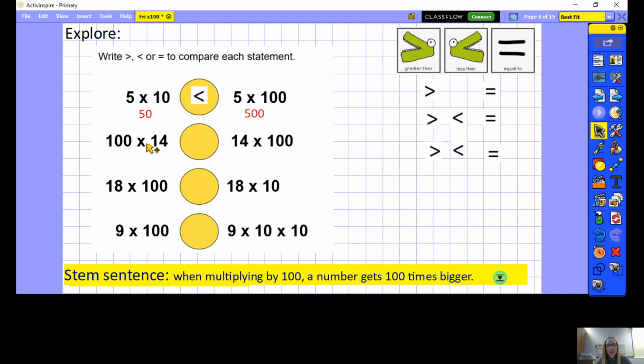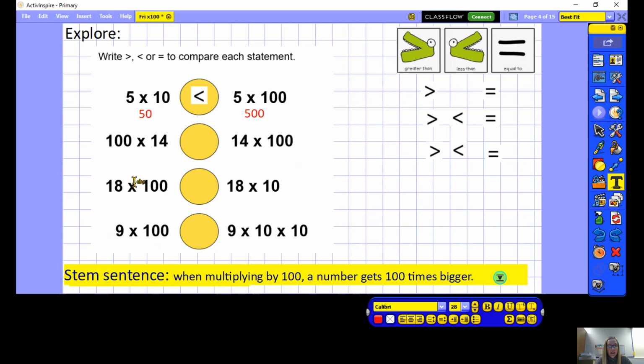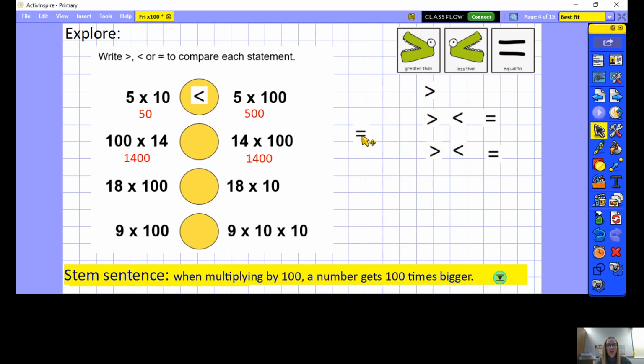So 100 times 14 is absolutely fine if you want to use a place value chart to help you work out the answers. So 100 times 14 is 1,400. And 14 times 100 is also 1,400. So we can see that they are equal to each other. So we can use the equals symbol in here.